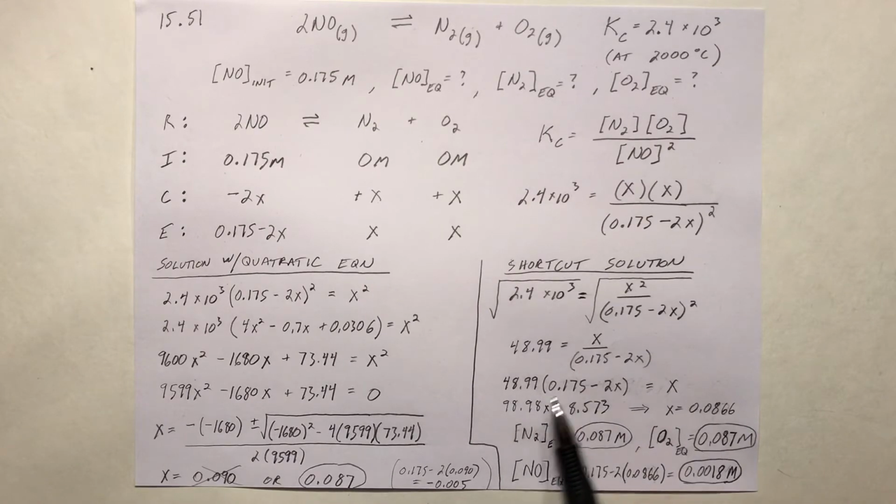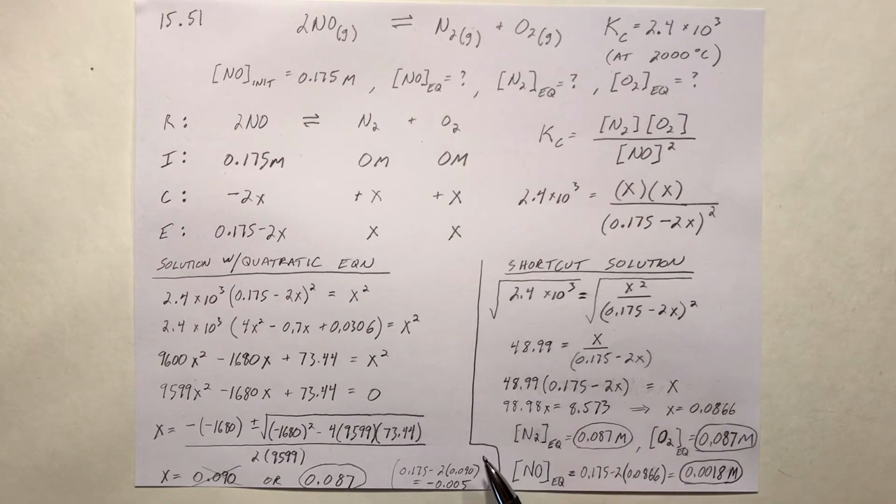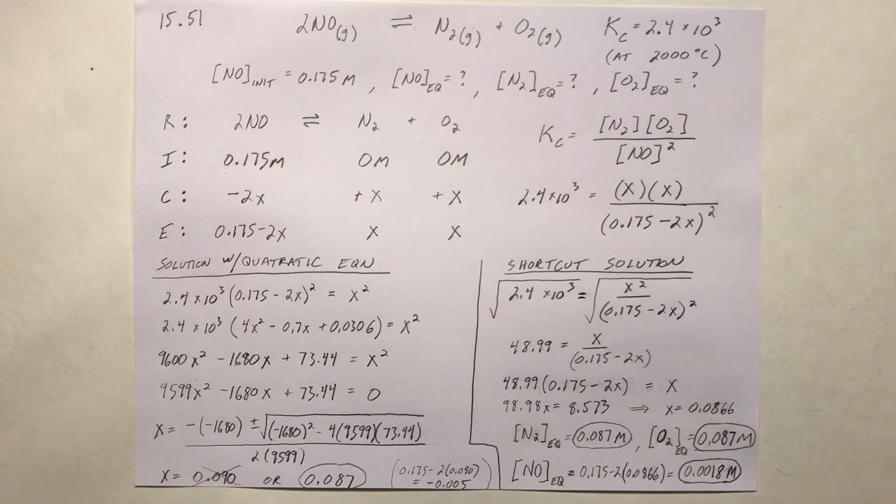So this times this is this number. No, I'm sorry, I guess that's not true. Kind of added it together and manipulated it in this line right here. So if we combine all the x's, we get 98.98x is equal to 8.573. If you solve for x there, you get that x is equal to 0.0866. Hey, that's the 0.087 we had there, right?